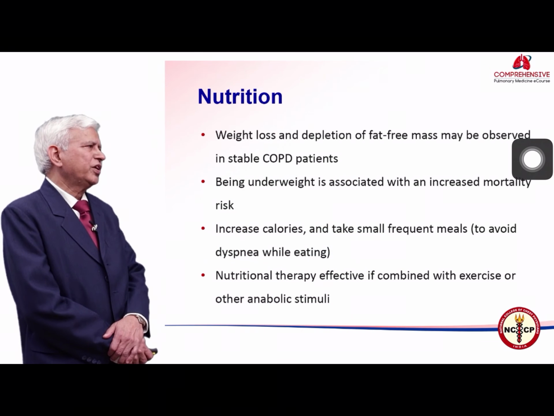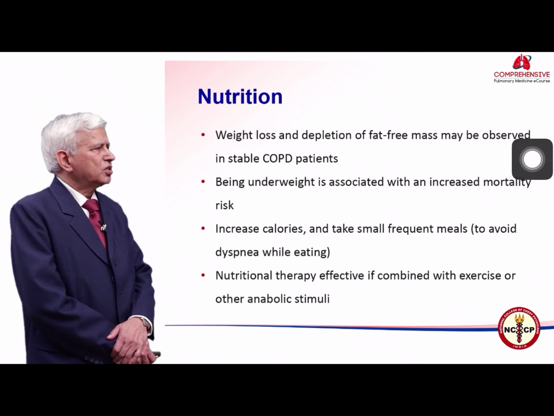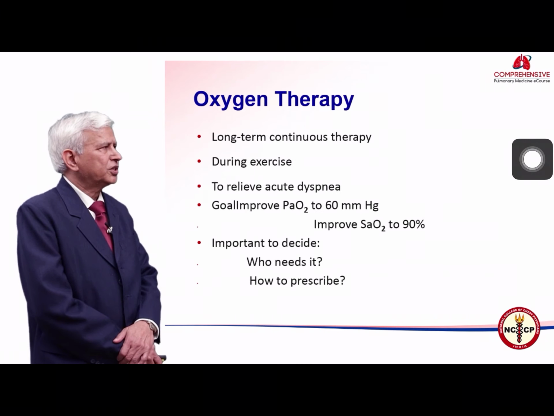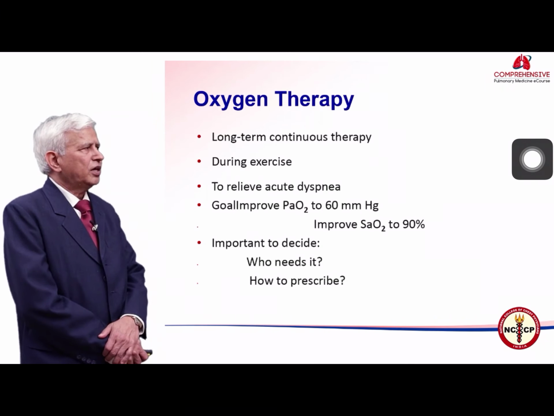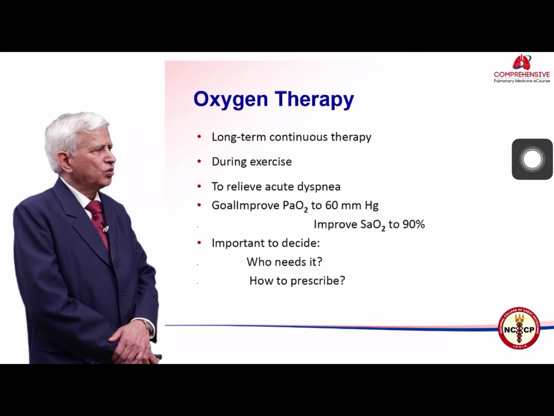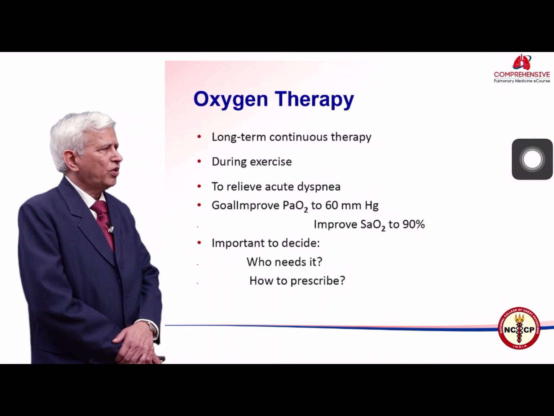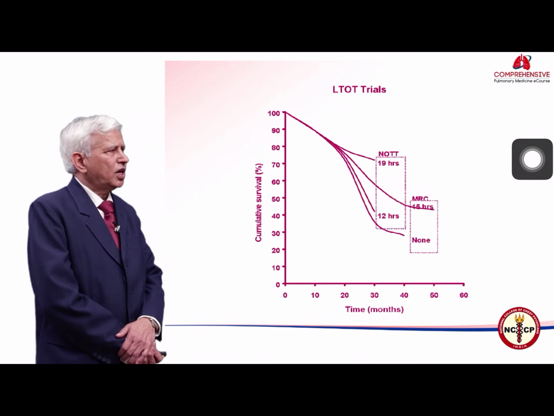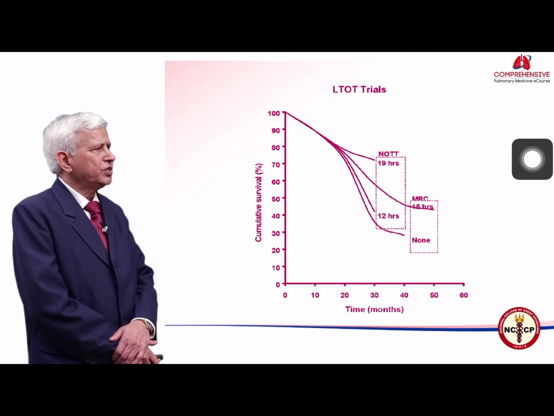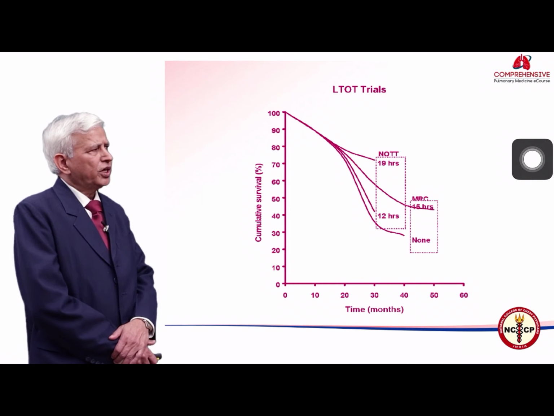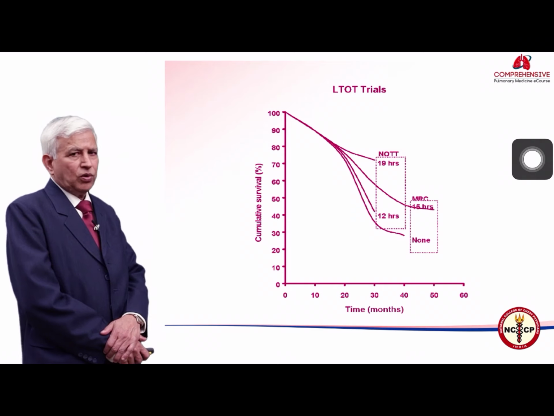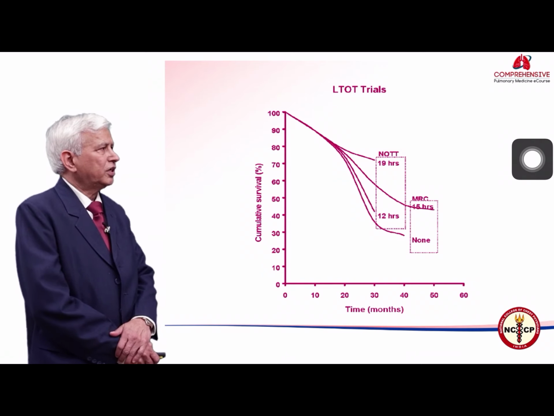Nutrition, because weight loss is a very important issue, so I think nutritional therapy is quite important in these patients. Oxygen therapy at home, the long-term continuous therapy is given, and that also improves the survival, you see. And these are the classical trials with which you would be familiar, which were done in the 50s and 60s, that show that with domiciliary long-term oxygen at home, the longer you give, the more helpful it is, you see.